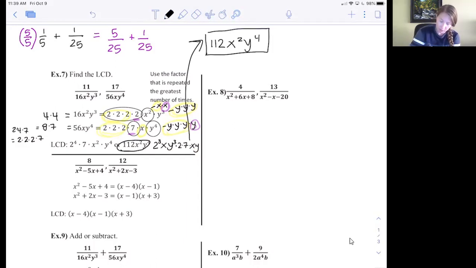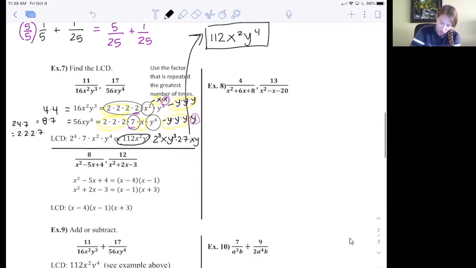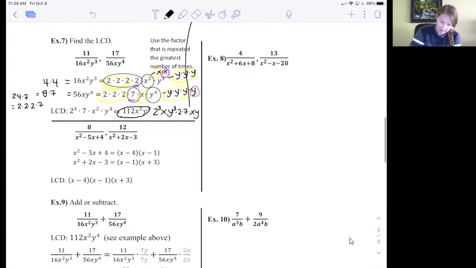So let's jump over to, let's come down to this one right here. They don't have a number for it. So we're gonna find the LCD. So again, we're just looking at the bottom for right now. So they just factored these out. Again, if you can't remember, just use the computer. So x squared minus 5x plus 4, you can factor out to x minus 4 times x minus 1. And x squared plus 2x minus 3 is x minus 1, x plus 3.